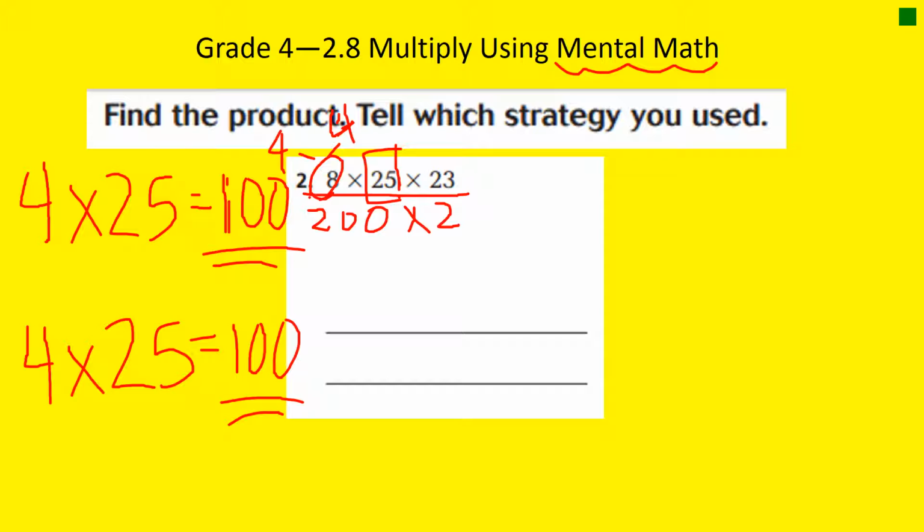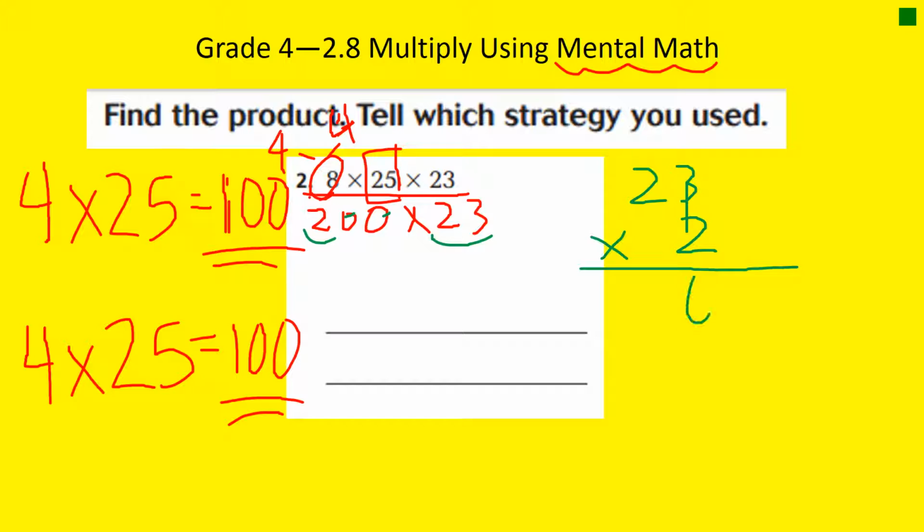We have times 23 left. So we have 2 times 23 left. Now, I'm going to write that down over here. But I'm not writing 200. Look what I'm writing. Just the 2. Because I'm going to do 2 times 23 and then add those zeros on at the end. And you know that you're allowed to do that. We've been doing that a lot.